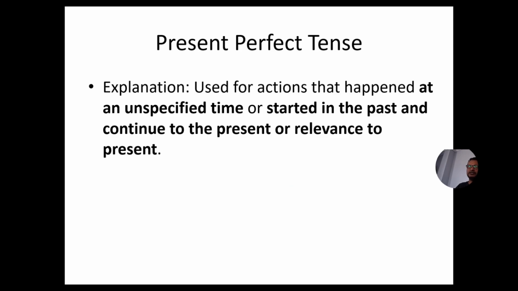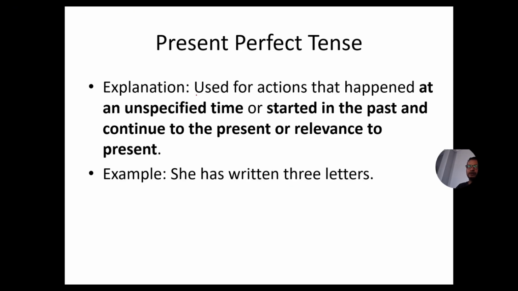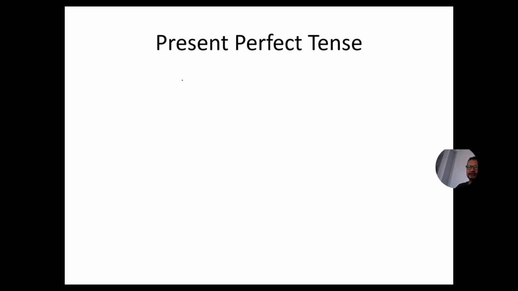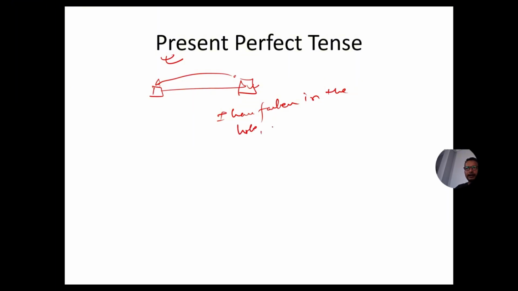Present perfect tense. This is something that we need to learn. Present perfect tense denotes those actions which happened in the past but still have current significance. So this is the most important one, guys. For example, something happened earlier and currently the significance is still there. For example, I have fallen in the hole and my legs are still hurting.